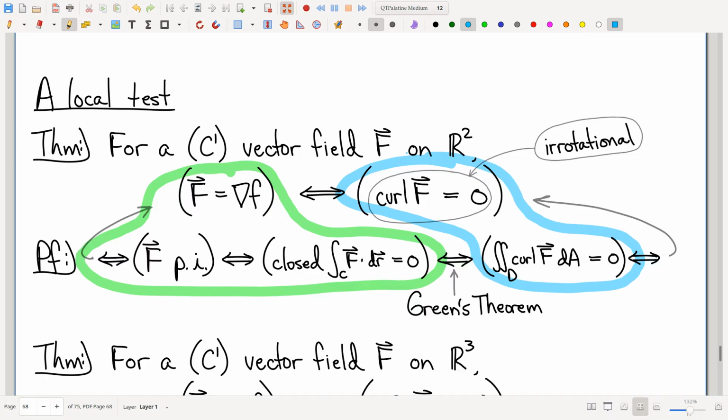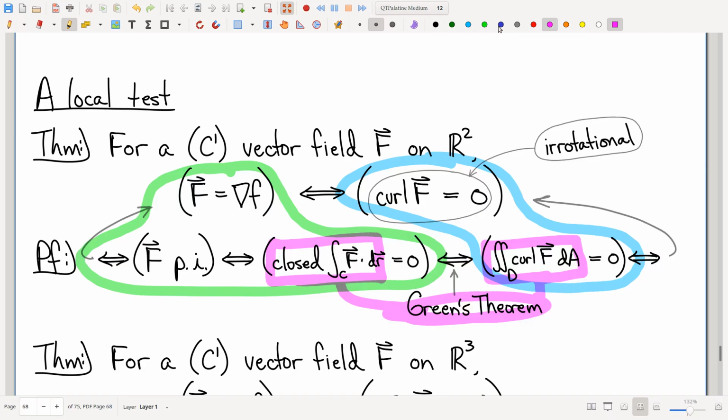I'm making the case here that these 2 blue statements are clearly equivalent. And I claim now that they're connected to each other because Green's theorem tells us that closed line integrals can be computed with double integrals over the interior. Is that cool? And this gives us what we're going to call our local test.